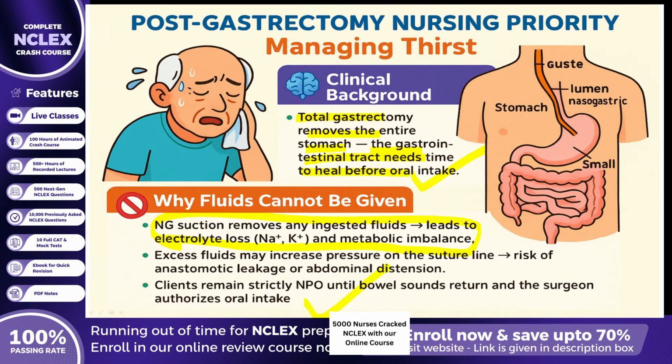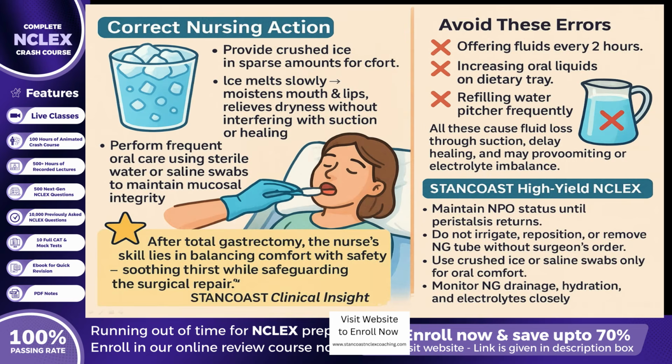If the nurse were to provide larger fluid volumes, as suggested in options 1, 3, or 4, the water would quickly accumulate and be suctioned back out through the nasogastric tube. This not only leads to electrolyte depletion, but also delays healing and increases the risk of pressure on the suture line, potentially resulting in anastomotic leakage, a serious, life-threatening complication. Furthermore, excess oral fluid could trigger nausea, vomiting, or abdominal distension, all of which compromise recovery.